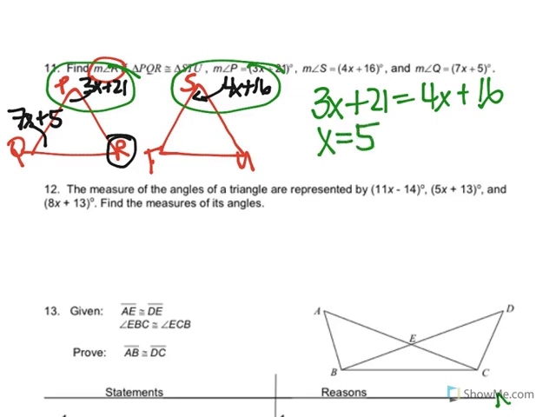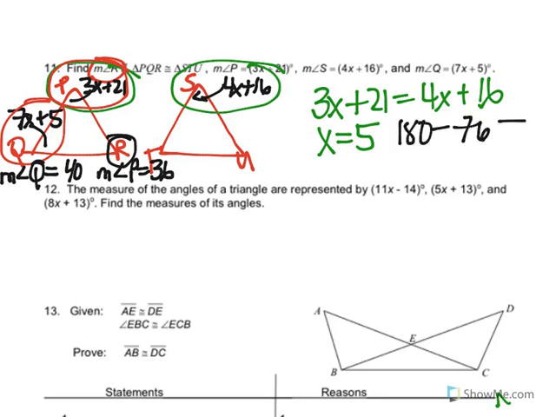Then once you know that, you can plug 5 into P and into Q, get the measurement of those two angles, and then subtract from 180. And when you do that, you find out that the measurement of angle Q is 40. The measurement of angle P is equal to 36. And when you take 180 minus 76, you find out that the measurement of angle R is equal to 104 degrees.